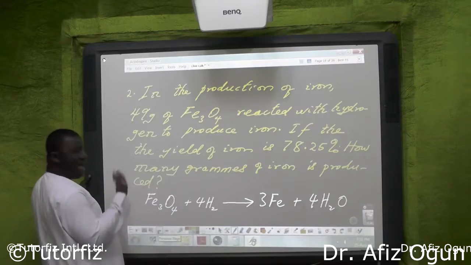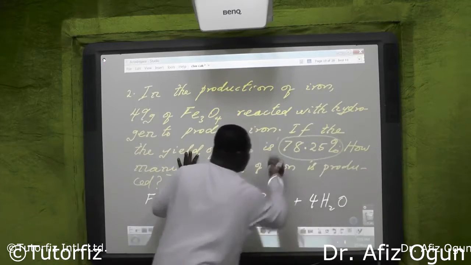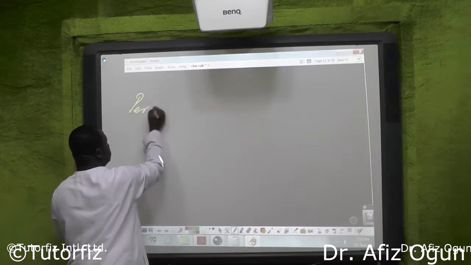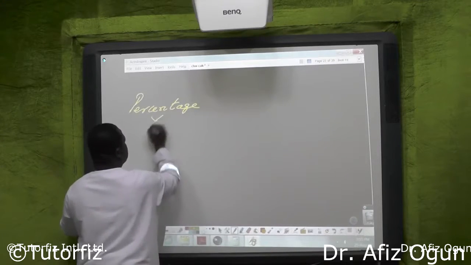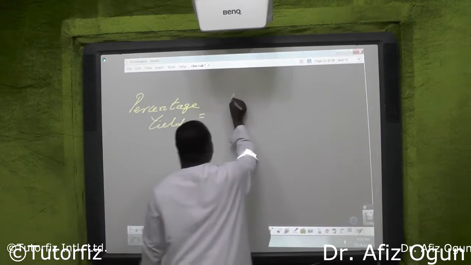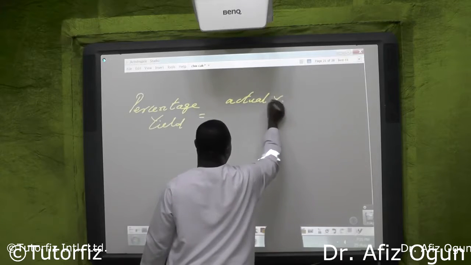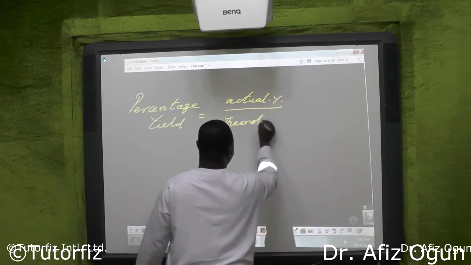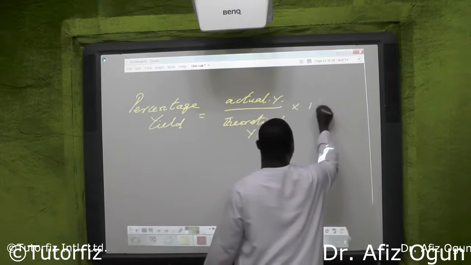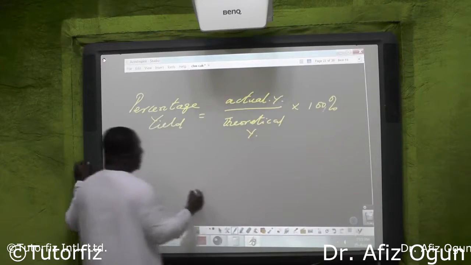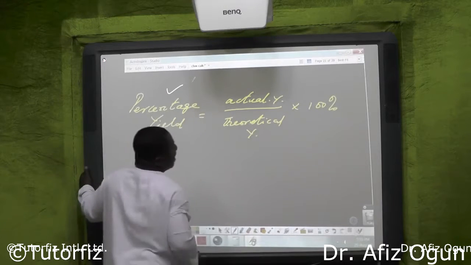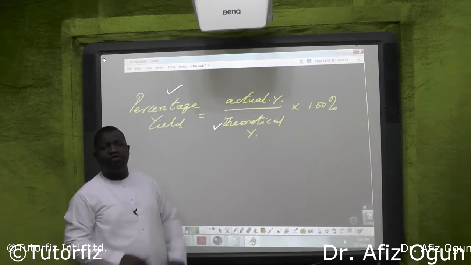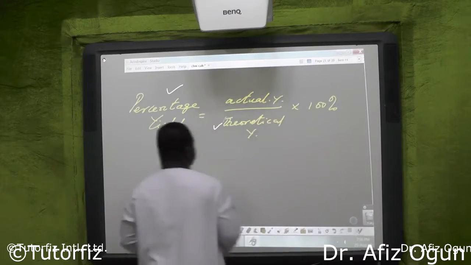What did I get of iron? I don't know, but they are telling me the percentage. And I know percentage yield equals actual yield divided by theoretical yield, multiplied by 100. Please don't forget this 100. And you were given the percentage. And you have calculated the theoretical, what you feel you should get. You are now looking for actual yield.